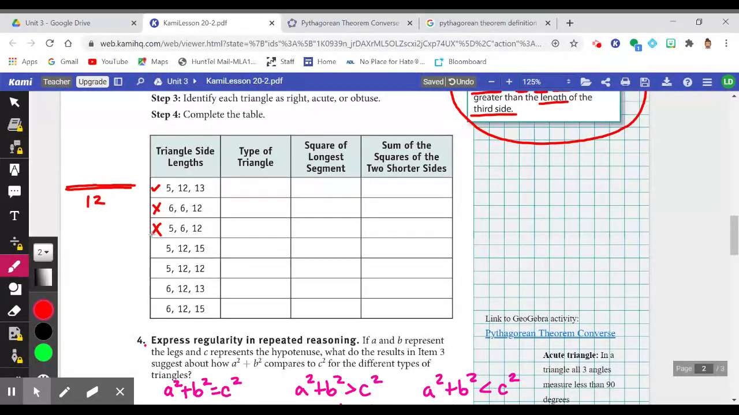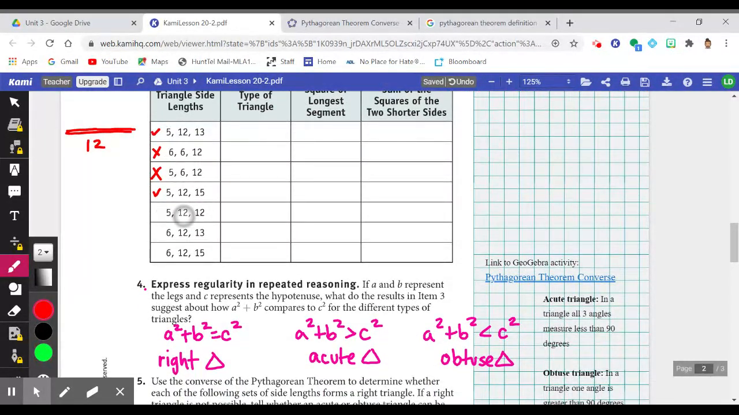And again, we're not saying they're not right triangles. We're not saying they're not acute triangles, not obtuse. We're saying they're not triangles at all. This next one, 5, 12, 15. Well, 5 and 12 is 17, which is greater than 15, so that checks out. 5 and 15 is 20, definitely greater than 12, so that checks out. 12 and 15 is 27, definitely greater than 5, so that checks out.